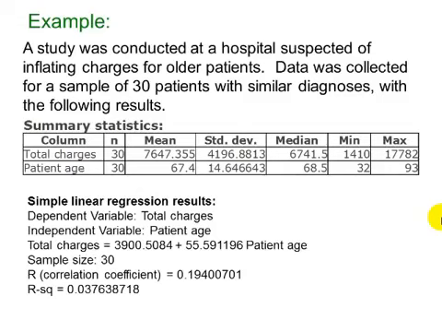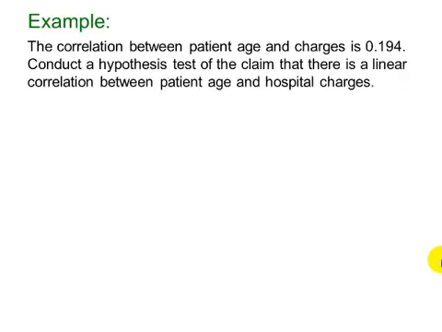Let's look at another example. A study was conducted at a hospital suspected of inflating charges for older patients. Data was collected for a sample of 30 patients with similar diagnoses with the following results. So we have our summary statistics for charges and patient age, and here are our simple linear regression results. So notice down here our correlation coefficient comes out to be 0.194. And now we're going to use that to conduct a hypothesis test of the claim that there's a linear correlation between patient age and hospital charges.